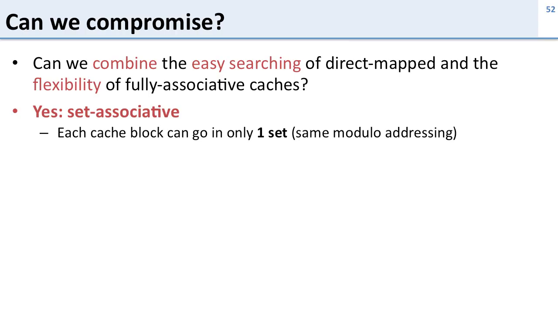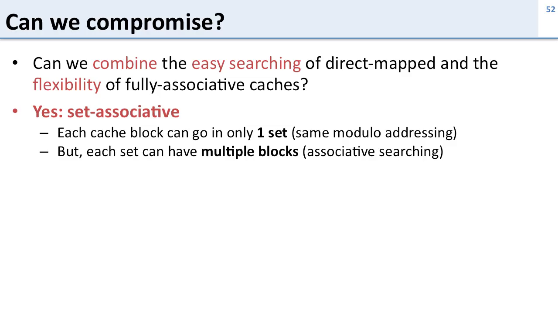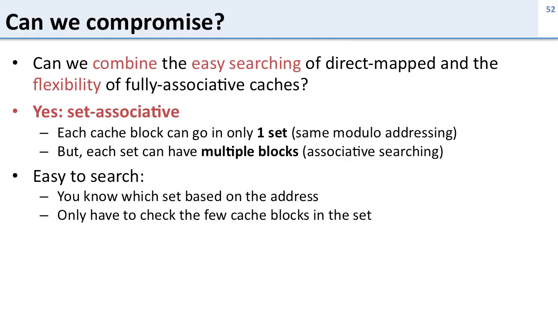So in a set associative cache, each memory address can only go into one set. We're going to use the same modulo addressing as we did in the direct map cache, but each of these sets can have multiple blocks. So we're going to have some of this associative searching, but not throughout the whole cache. We're going to allow each address to go into one set, but multiple addresses in each set.